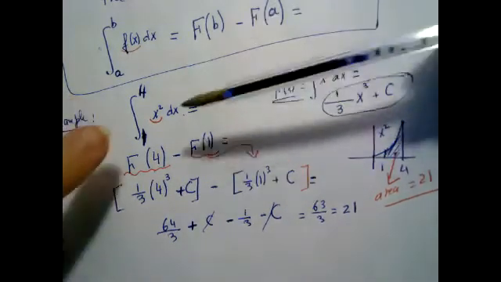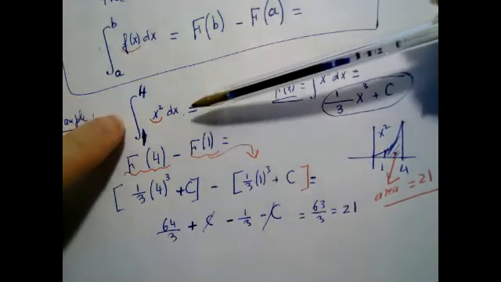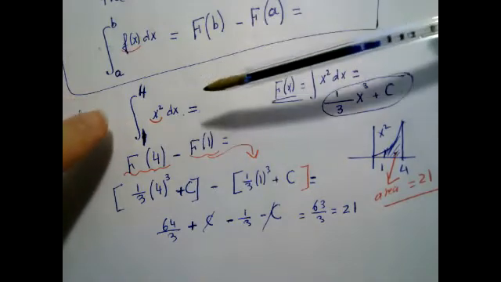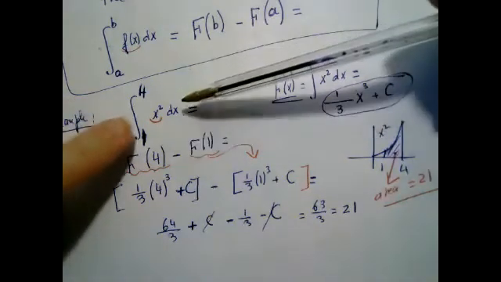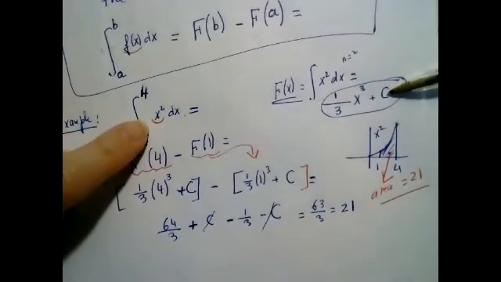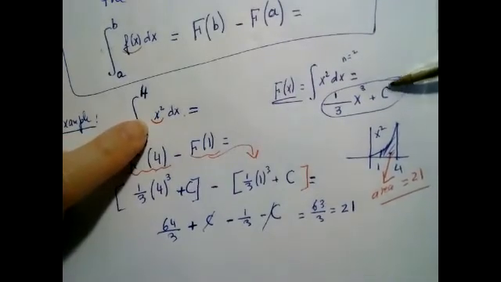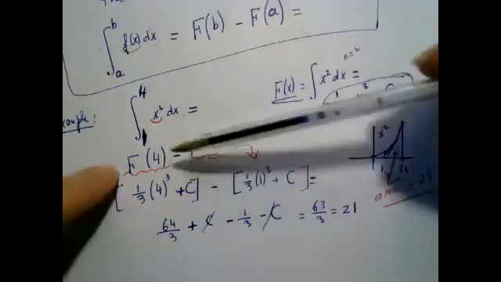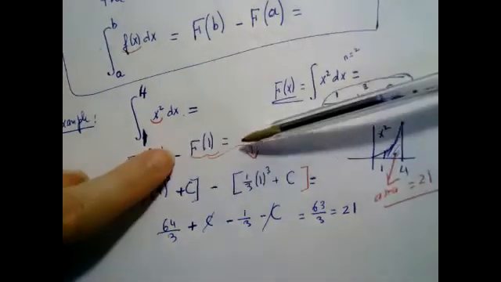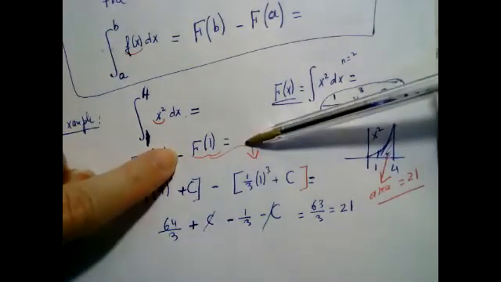So the idea is that instead of taking those Riemann sums, which are tedious to do, if I know the antiderivative, and that's a big if here, then I can evaluate it by taking the value of the antiderivative at the upper limit minus the value of the antiderivative at the lower limit.